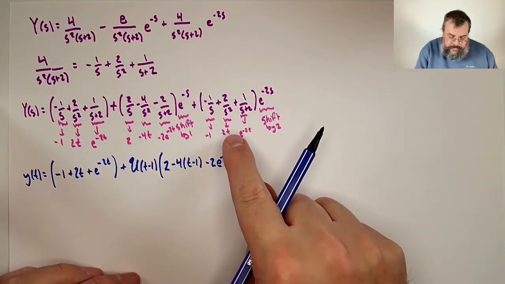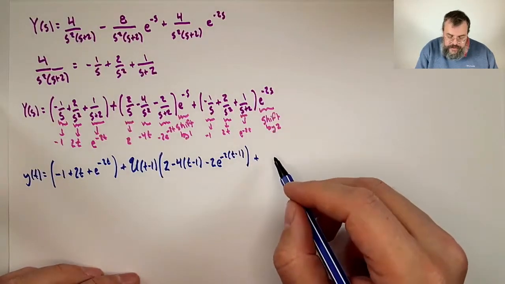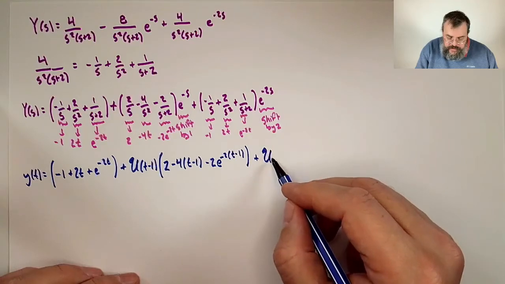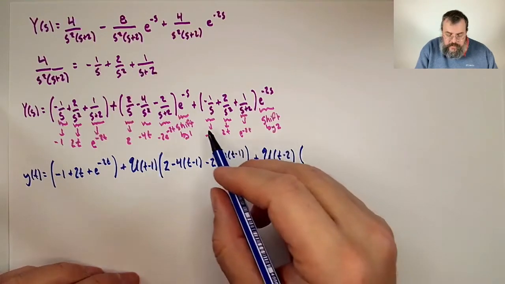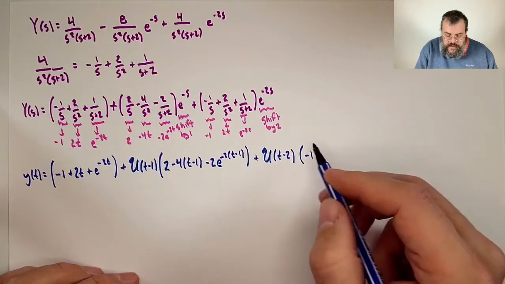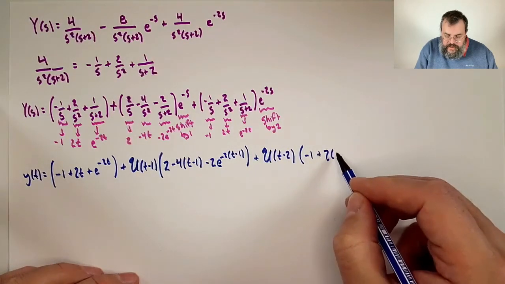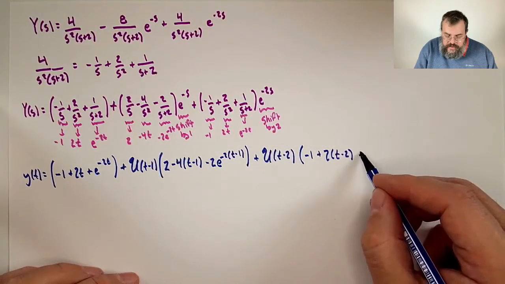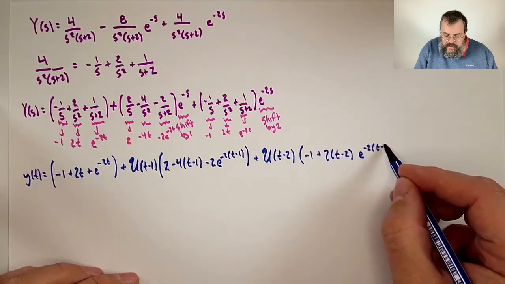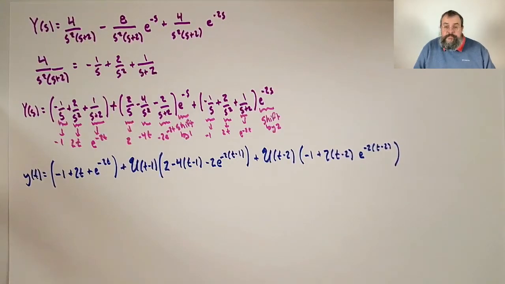Plus, we shift by 2. So we turn something on at time 2. And what do we turn on? Well, minus 1. Then there's a 2 times t minus 2. And then there's an e to the minus 2 times t minus 2. All right. So that's the answer, except one small detail.